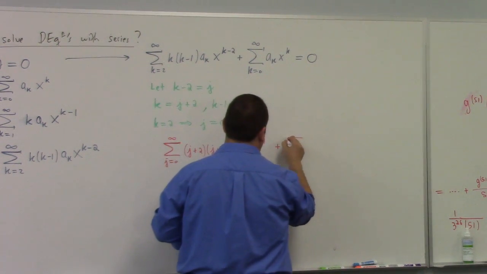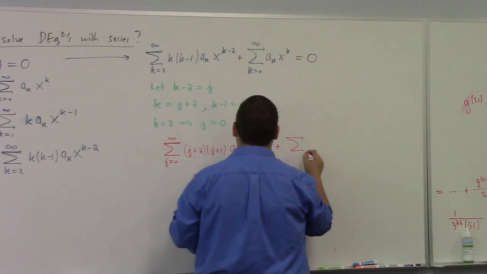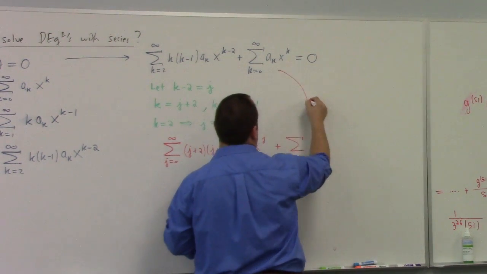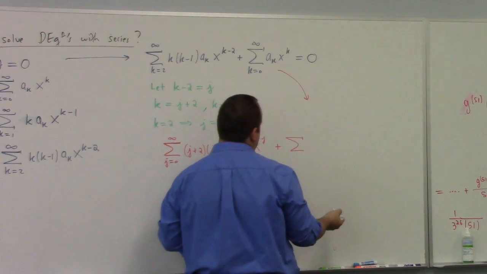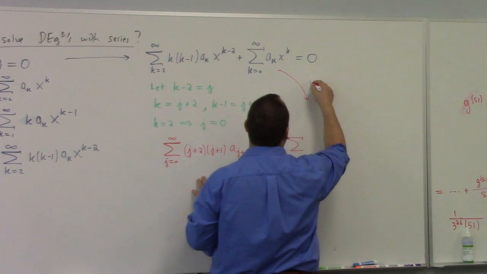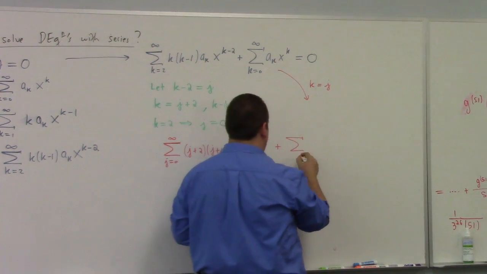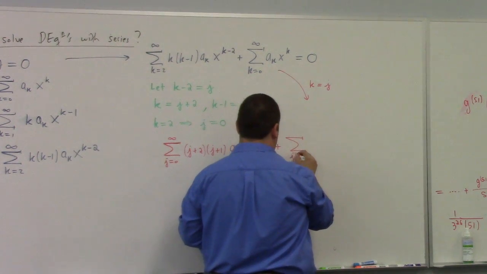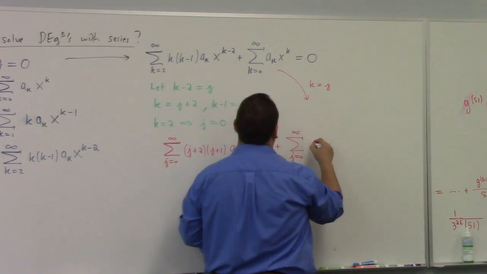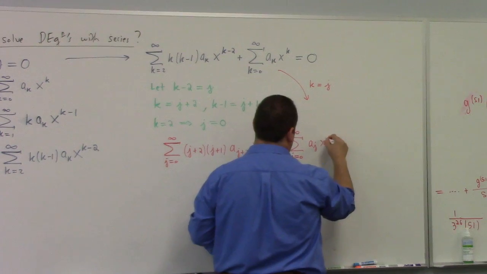Plus the sum. And now over here, if you don't mind, I'm going to make a different j substitution. It's a very stupid j substitution. It is the substitution k equals j. Okay, so I can rewrite this sum as the sum j equals 0 to infinity of a sub j x to the power j.